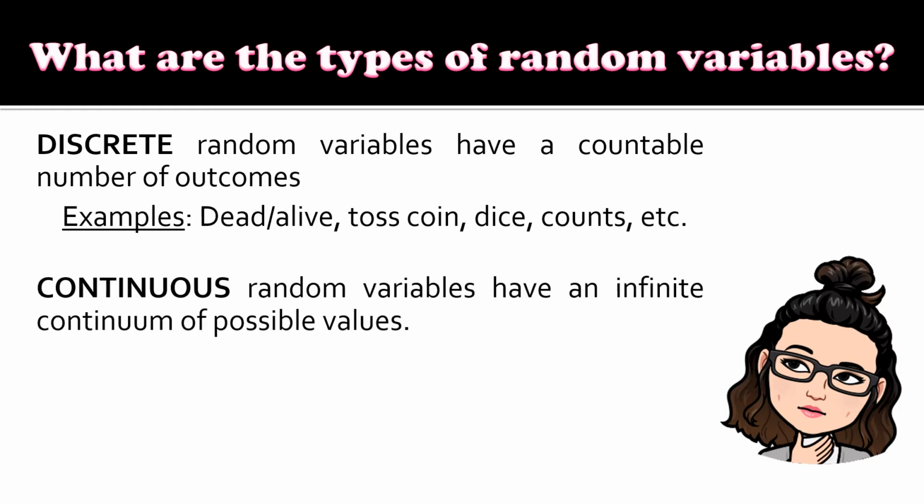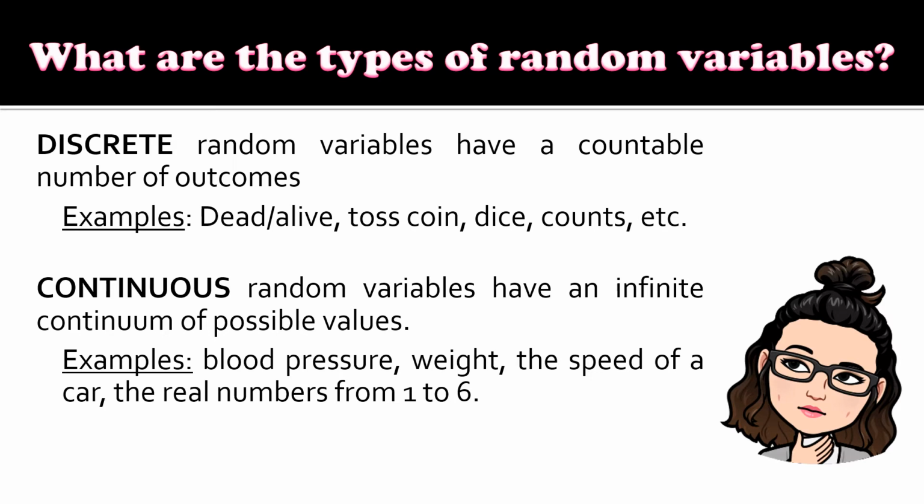Then we have continuous random variables, which have an infinite continuum of possible values. Examples are blood pressure, weight, the speed of a car, real numbers from 1 to 6. So basically, continuous random variables are variables that we can actually measure.